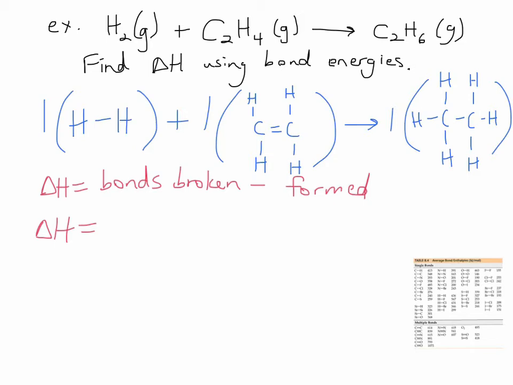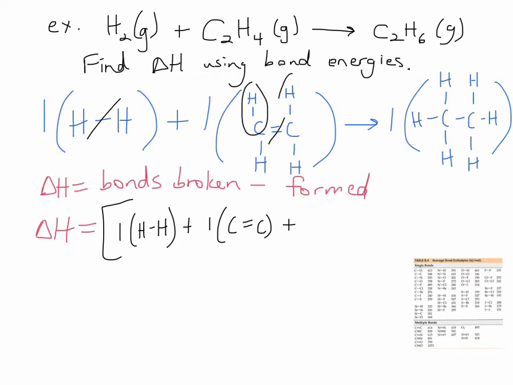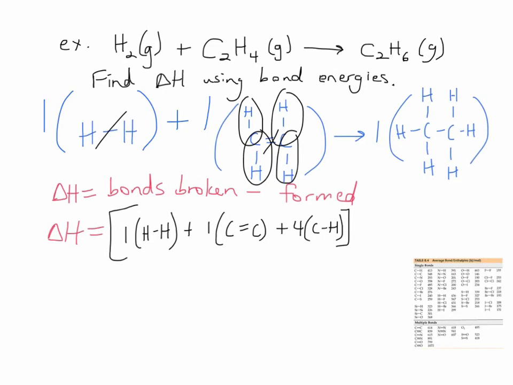So delta H equals bonds broken. We have one H to H bond. That's this bond that we break, plus 1 C double bonded to C. It's important to have that double bond. That's this one. Plus 4, 1, 2, 3, 4 C to H or H to C bonds. I'm going to make that a little bit smaller.